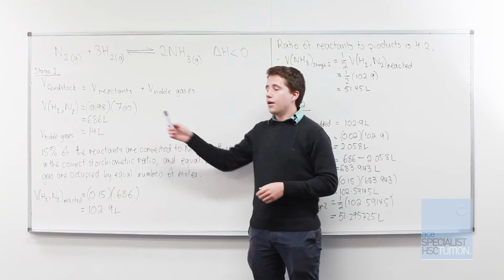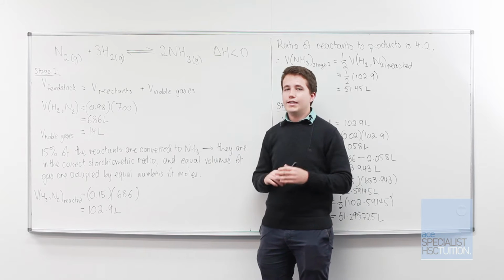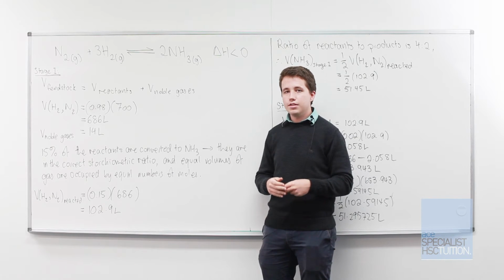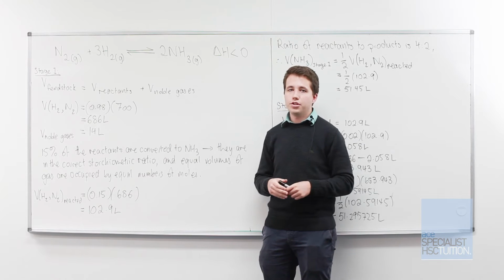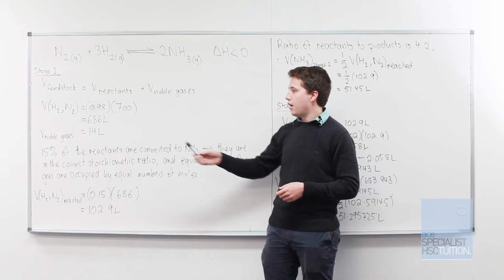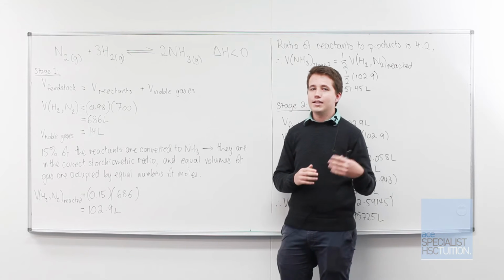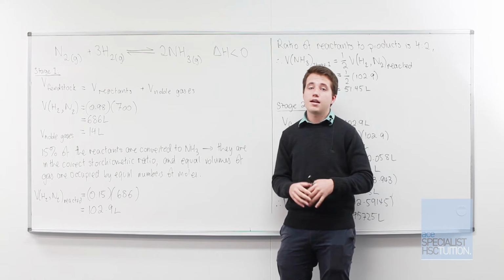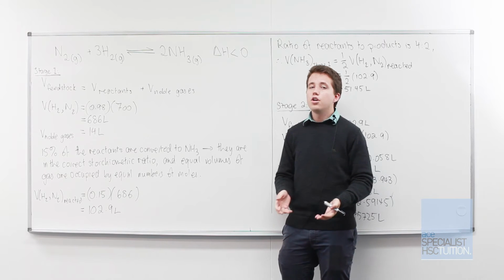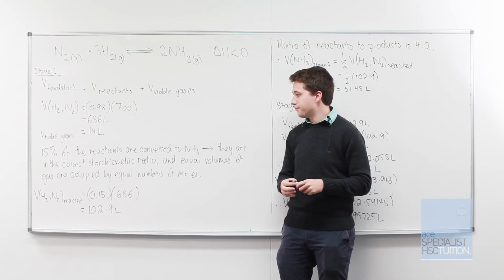So here we can see that we've applied the 98% to the 700 litres of the feedstock to find the actual volume of hydrogen and nitrogen that we've put into the reaction vessel. And we can see that we've got 14 litres left of the original 700 litres, that was the noble gases. These gases do not partake in the reaction, so we have to eliminate them early.